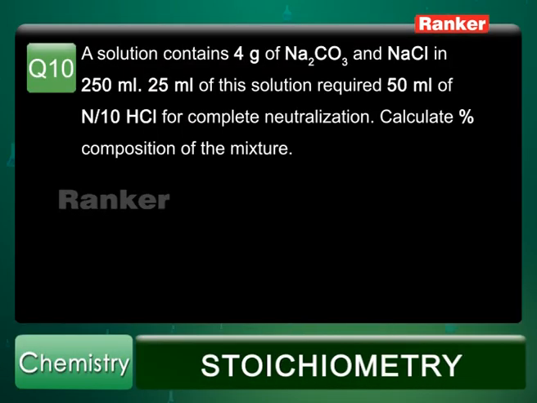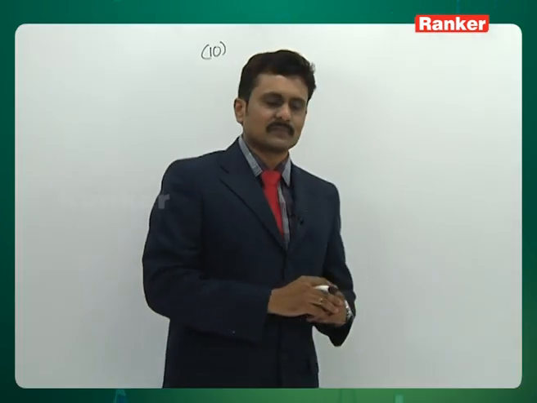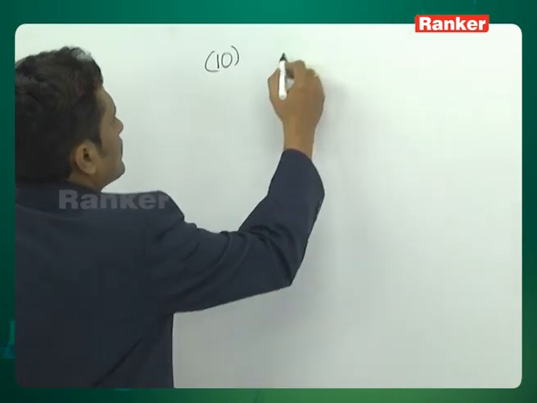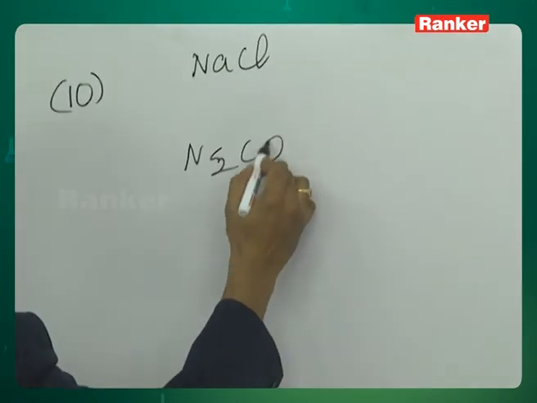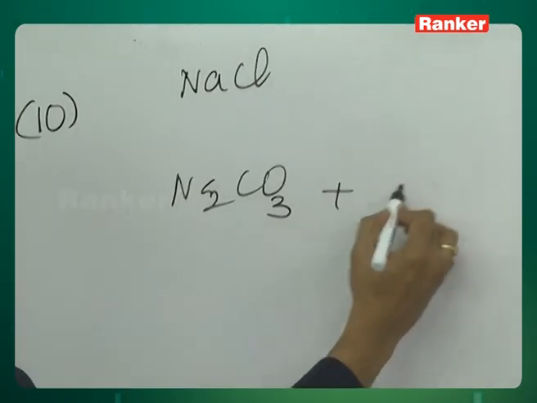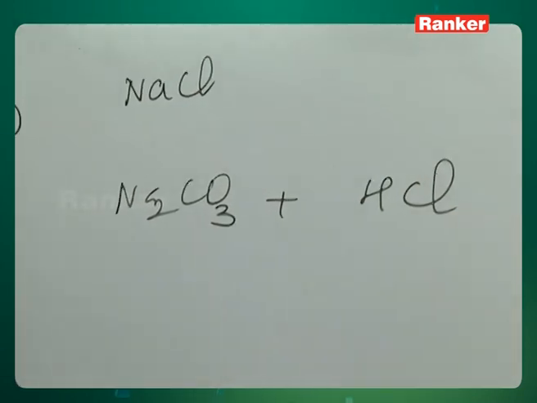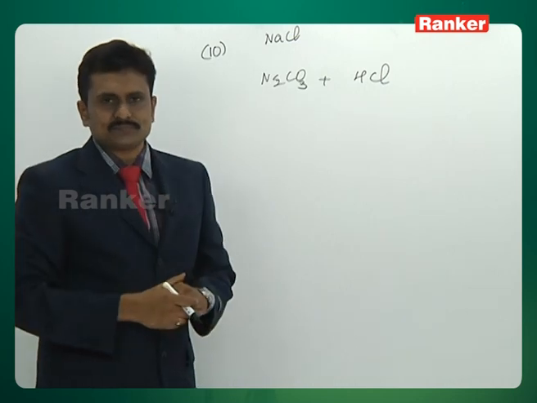We have a solution which contains 4 gram of a mixture of sodium carbonate and sodium chloride in 250 ml, and 25 ml of this solution required 50 milliliter of 0.1 normal HCl for complete neutralization. Hence you have been asked again to find the percentage composition of each in the sample. And you know that since you have been given NaCl and Na2CO3, of these two only Na2CO3 is going to react with HCl.